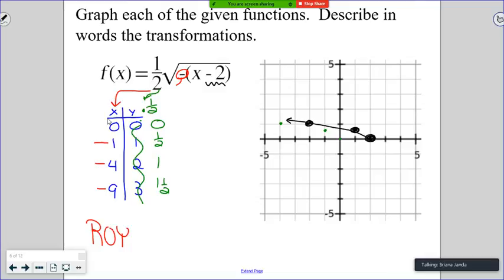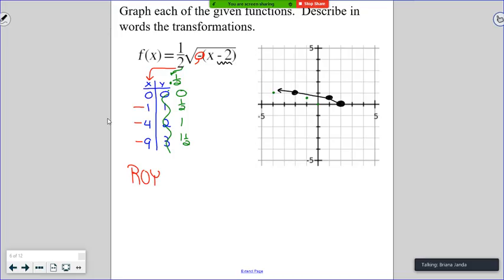Okay, I already put ROY up here for us. Try to describe your shrink or stretch, and then don't forget about your right too.